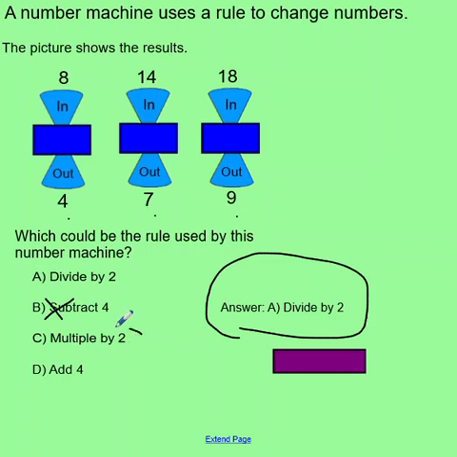So the rule has to apply to all of the examples. And it can't be these two because these would make my number larger. And all of these numbers get smaller. So if a number is getting smaller, I'm subtracting or dividing. And in this case, I'm dividing by 2. Let's take another look at the next example.